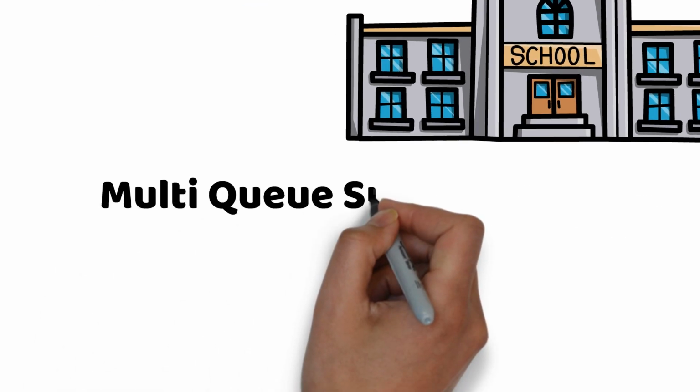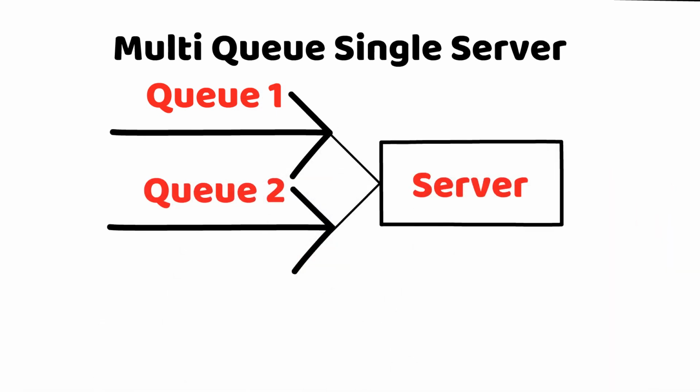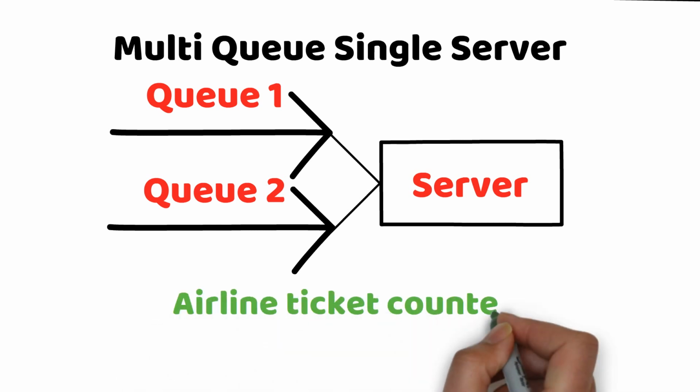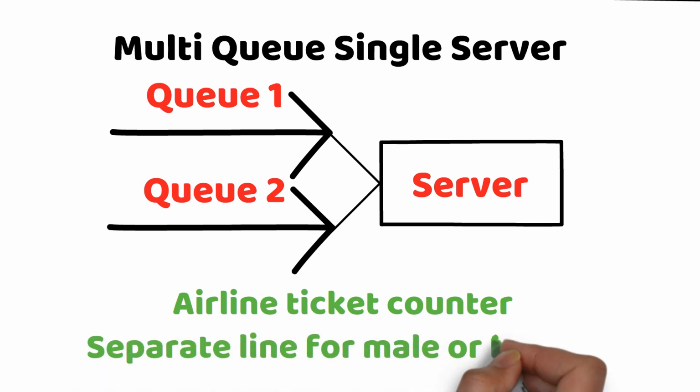Number 3, multi-queue single server. This pattern has several queues but only one server at the end. For example, an airline ticket counter with separate queues for business class and economy class passengers, but one server at the end. Or, separate lines for males or females at one ticket window.